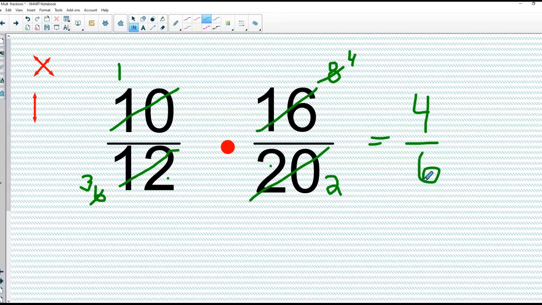And if we look at that, those are even numbers. So that means we could reduce again. It's not improper, I don't need to change that, but I can reduce those.